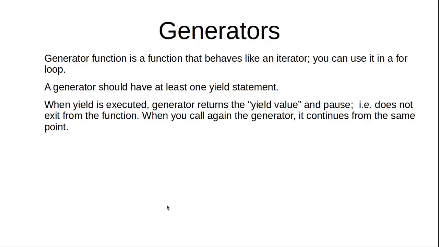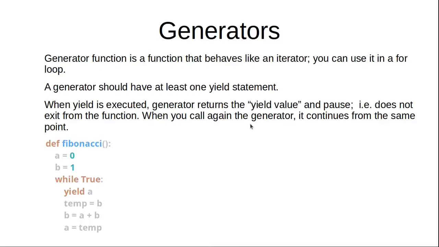A generator function is a function that behaves like an iterator. You can use it in a for loop. A generator should have at least one yield statement. When yield is executed, the generator returns the yield value and pauses. That is, it does not exit from the function. When you call the generator again, it continues from the same point.